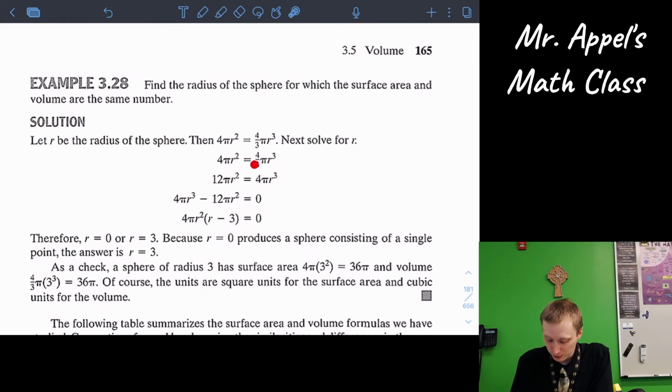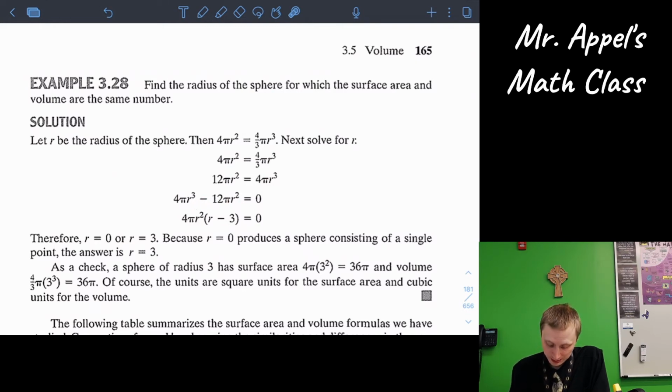4 pi r squared equals 4/3 pi r cubed. We're going to multiply both sides by 3 to get rid of that denominator. So we've got 12 and 4 over here now. And the proper way to solve this is to subtract 4 pi r cubed from both sides.